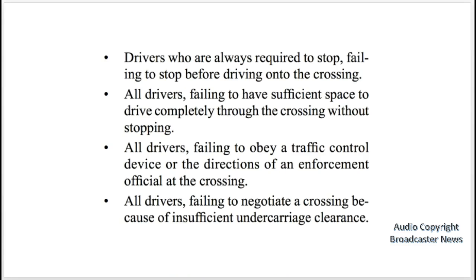Okay, now for drivers who are required to always stop at the train tracks, but they fail to stop before driving into the crossing, big trouble, or failing to have sufficient space to completely drive through the crossing without stopping, or failing to obey a traffic control device or an enforcement officer at the tracks, or failing to negotiate a crossing because of insufficient undercarriage clearance.